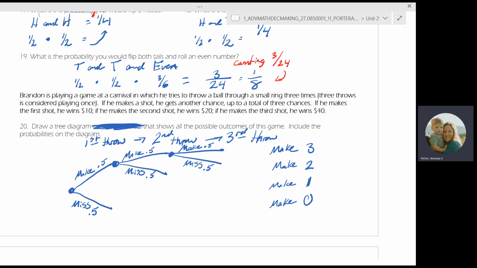Now, if he makes all 3, he wins $40. If he makes 2, he wins $20. But here's the thing, making 2 of them means he missed the third one. I get $20 with a miss. I get $10 making the first shot, but that means I missed the second shot. And then I think it's kind of clear that we make no money if we just miss the first one.